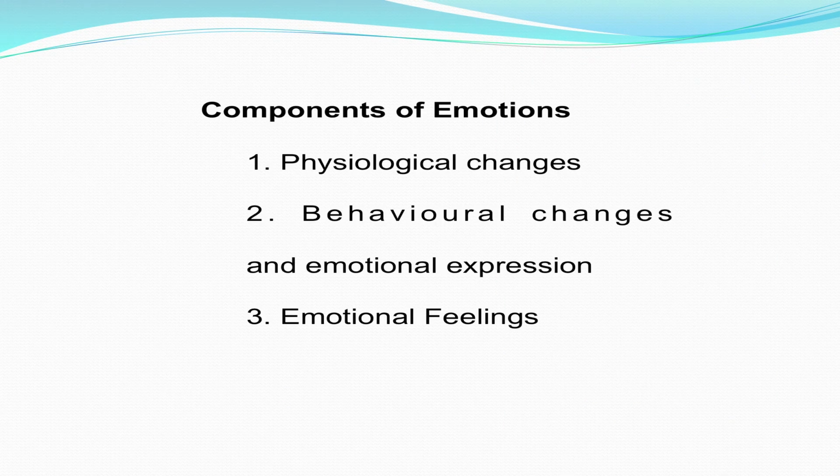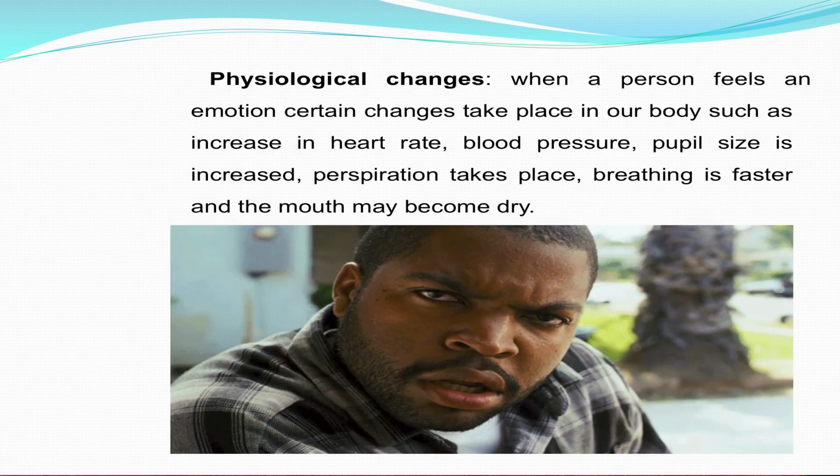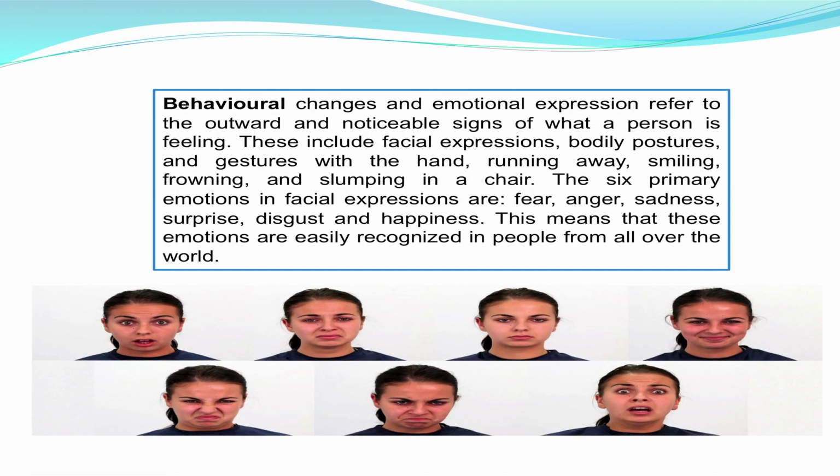Emotion has three basic components or parts. Physiological changes, that is the first one, like increase in the heart rate, blood pressure, rapid breathing, etc. Number 2, behavioral changes and emotional expressions. These can be observed and noticed. The 6 primary emotions recognized mostly by people are fear, anger, sadness, surprise, disgust and happiness.